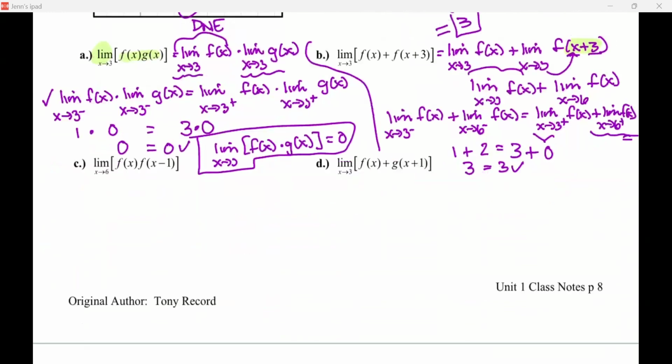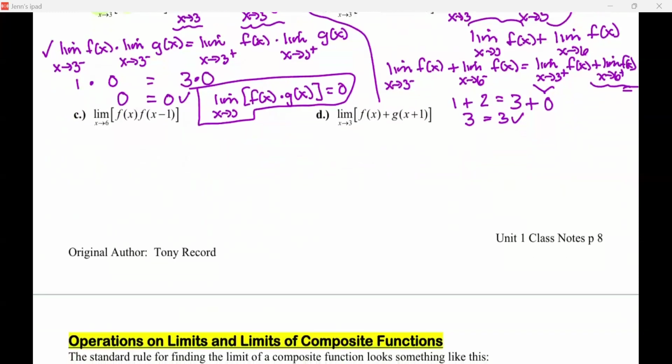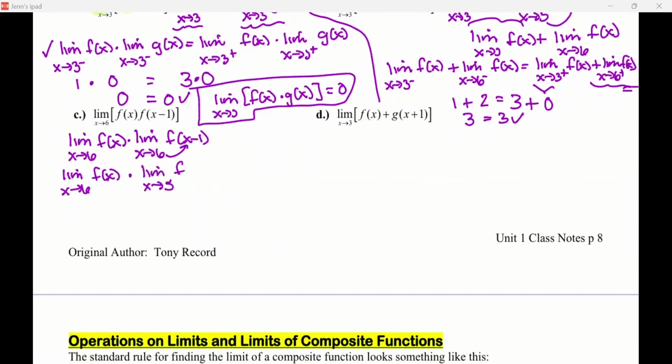So you have to check the sum of the limits from the left and the right. So let's take a look at C, which is my product rule. So again, I have the limit as x approaches 6 of f of x times the limit as x approaches 6 of f of x minus 1. Well, first of all, like I did in the previous problem, when I plug in my x here, that's going to change the limit that x is approaching. So I have the limit as x approaches 6 of f of x times the limit as x approaches, and again, 6 minus 1 is 5, of f of x.